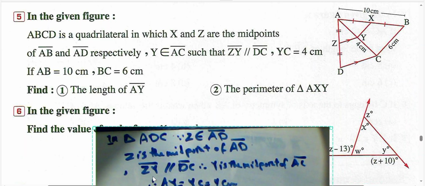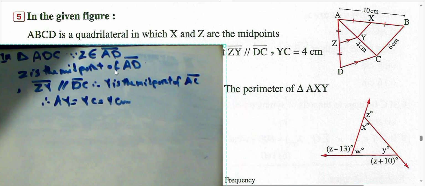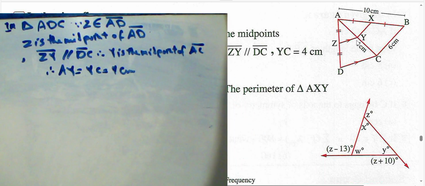What does he want also? Yes, he wants number 2, the perimeter of a triangle. Okay, he wants the perimeter of triangle AXY. We can find the length here of YX. Do you remember? Y is the midpoint of AC and X is the midpoint of AB. He gave me this information. Then YX we call the mid segment. The length of the mid segment is half of the opposite side. XY is half of 6, it will be 3 centimeter.